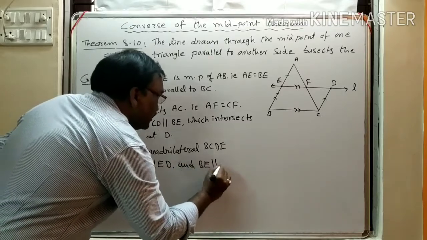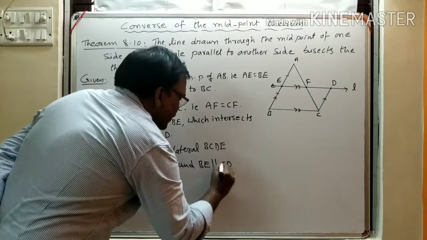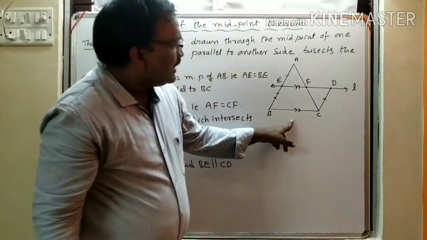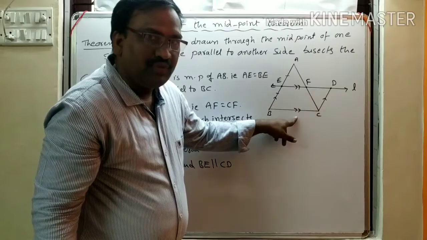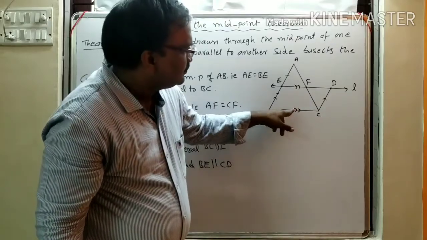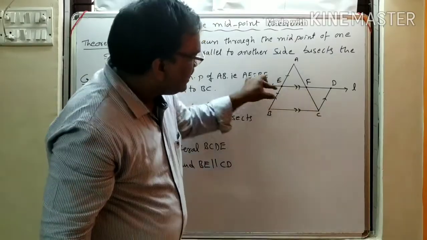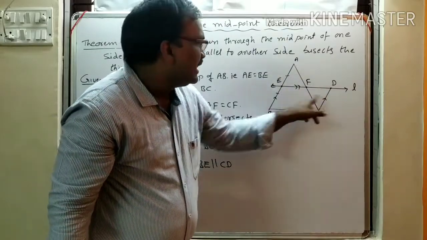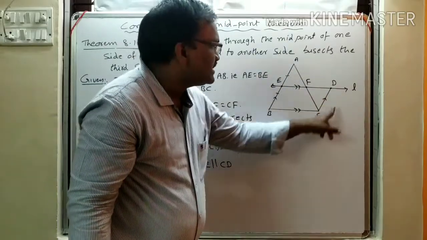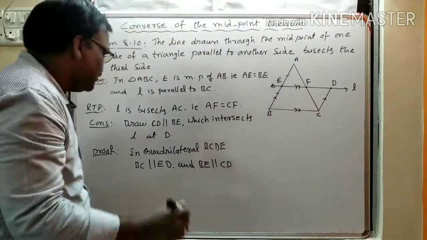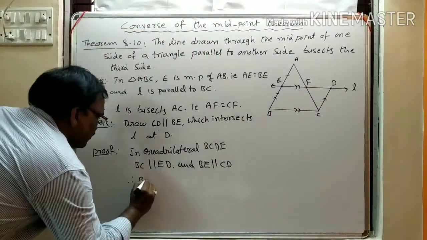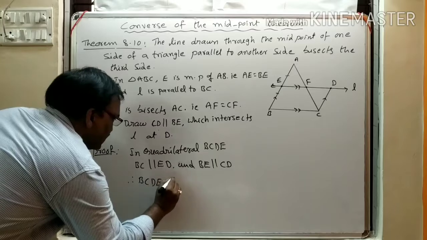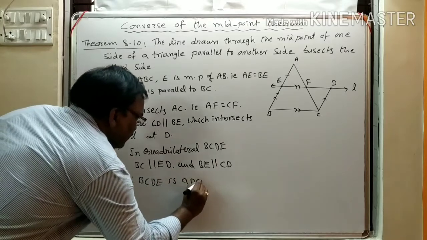BE is parallel to CD. In the quadrilateral, both pairs of opposite sides are parallel. So this is parallel to this and this is parallel to this. What about this quadrilateral? Clearly it is a parallelogram. So BCDE is a parallelogram.